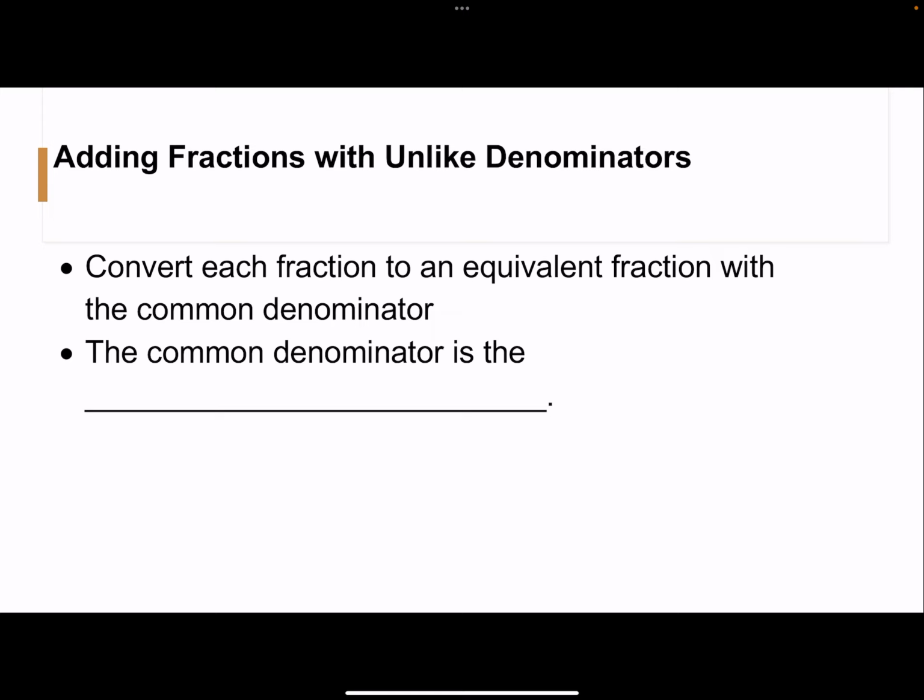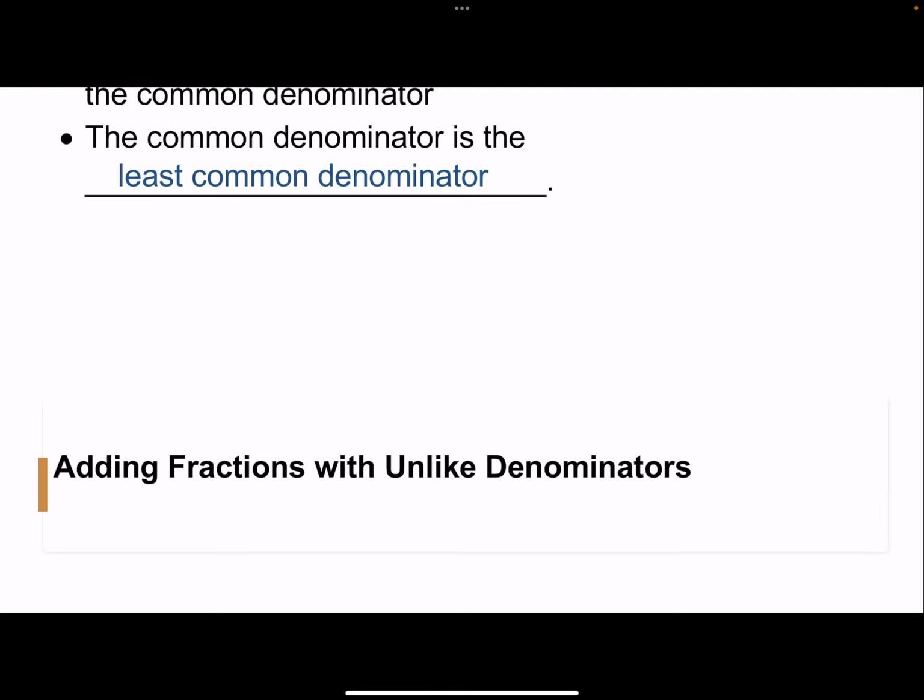When we have unlike denominators, it's a little bit different. We first have to convert each fraction to an equivalent fraction that has a common denominator. Remember, the common denominator is the least common denominator or the least common multiple of the two denominators that we have. We cannot add fractions unless we have a common denominator.